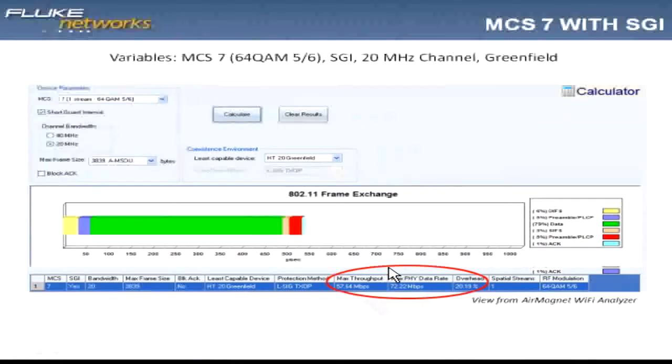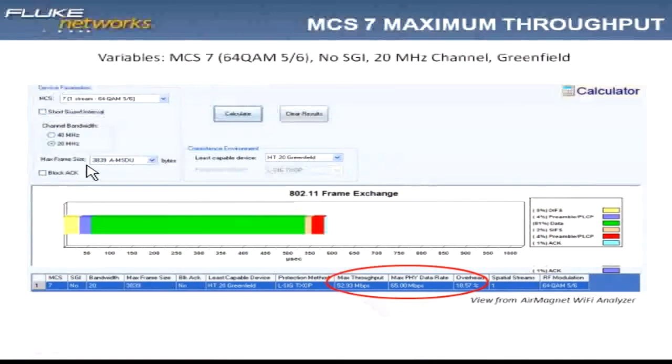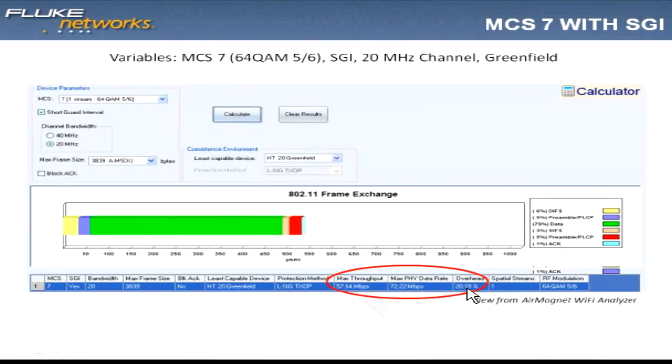I'd like to go back. Let me try this. I hope this doesn't make anybody dizzy. I'm going to zip back to our previous slide. Okay, so without short guard interval, everything else is the same, 52.93 megabits per second. The overhead was only 18.5%. Now I'm going back and showing the overhead has increased to 20.19% in this case, but the max PHY data rate improved and the max throughput improved. So overall, we have a significant improvement of user data, over 5 megabits, and that is just by enabling short guard interval. So something that you may want to consider.